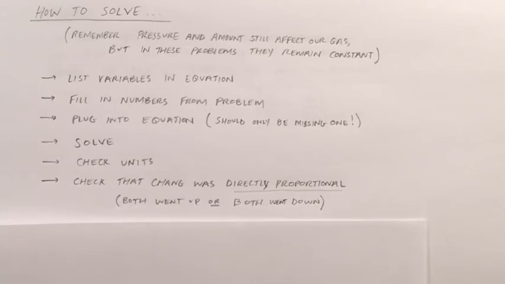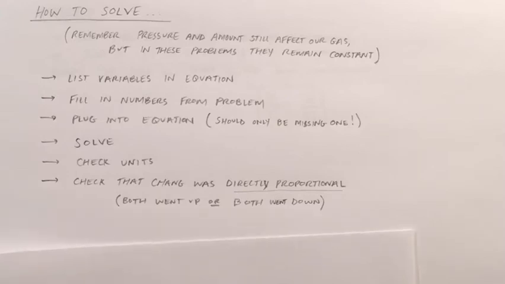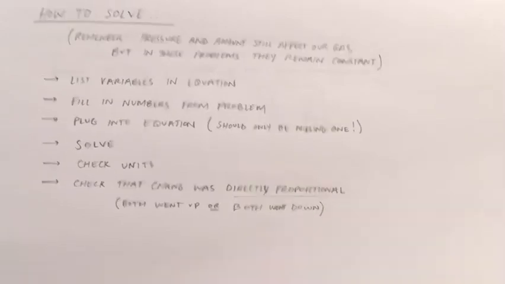And at the end, I'm going to add a new thing here. We want to check that it was directly proportional. We want to see that both went up or both went down. All right, so let's hop into an example here.